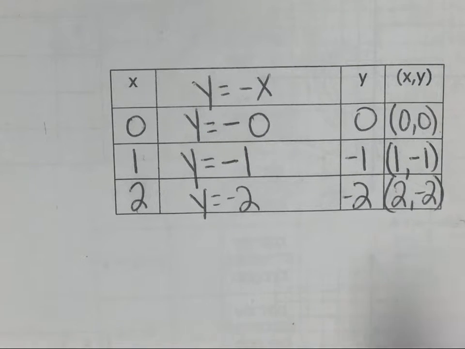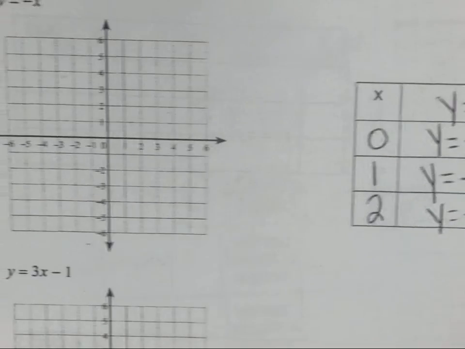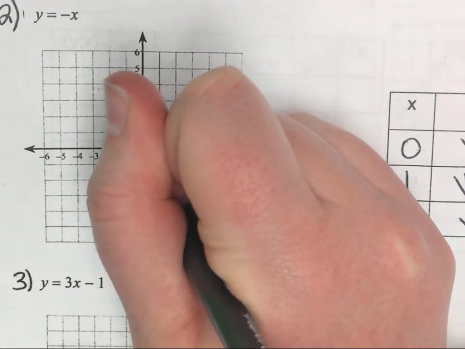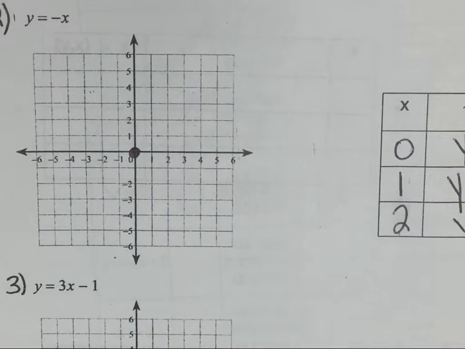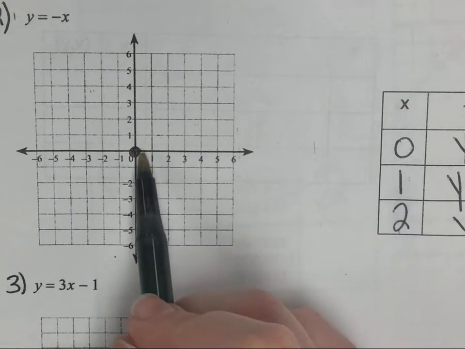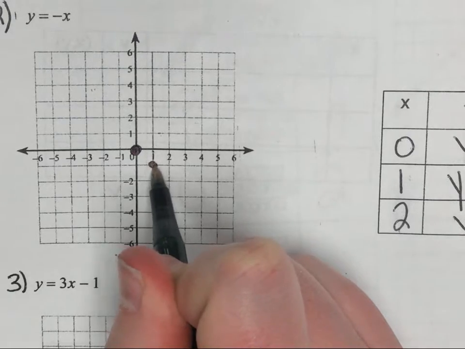Awesome. All right, so now that we have 3 points, we're just going to graph our 3 points. The first one is at 0, 0, so I'm going to come right here. I'm going to put a point at 0, 0. Our next one is positive 1, negative 1. Guys, remember that first number is x. That first number is our left and right. Right 1, down 1.